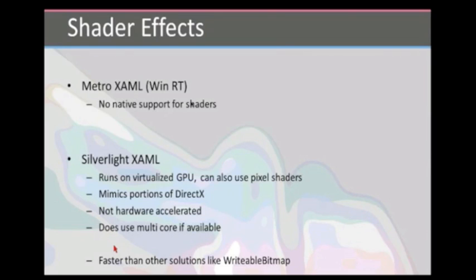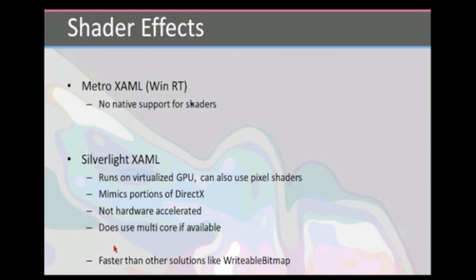And then the Silverlight XAML engine. The thing about Silverlight is it runs on a virtualized GPU. And so it can also use pixel shaders, but it's not actually running on DirectX because Silverlight runs across platforms. So it can run on a Mac and it can run on a PC. Since the Mac doesn't have DirectX, the Silverlight team had to create this virtualized system that would mimic what DirectX is doing. And so it's running in software. It's not running on your GPU, so it's never going to be as fast.